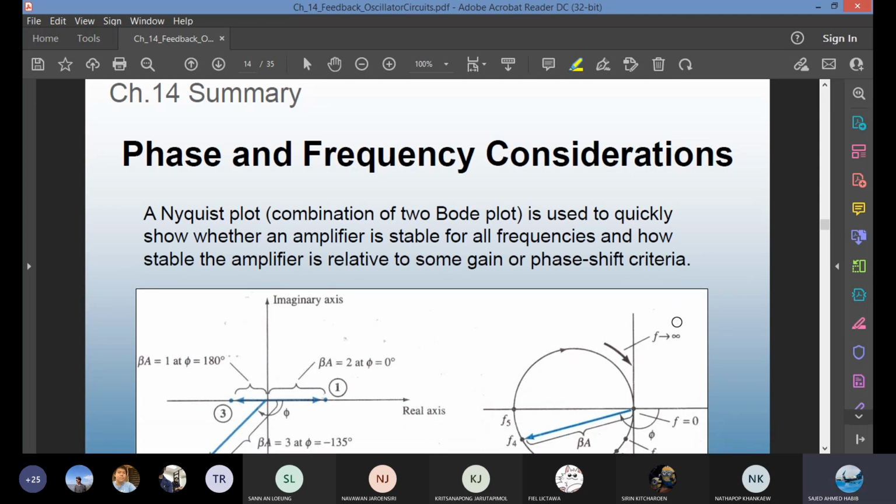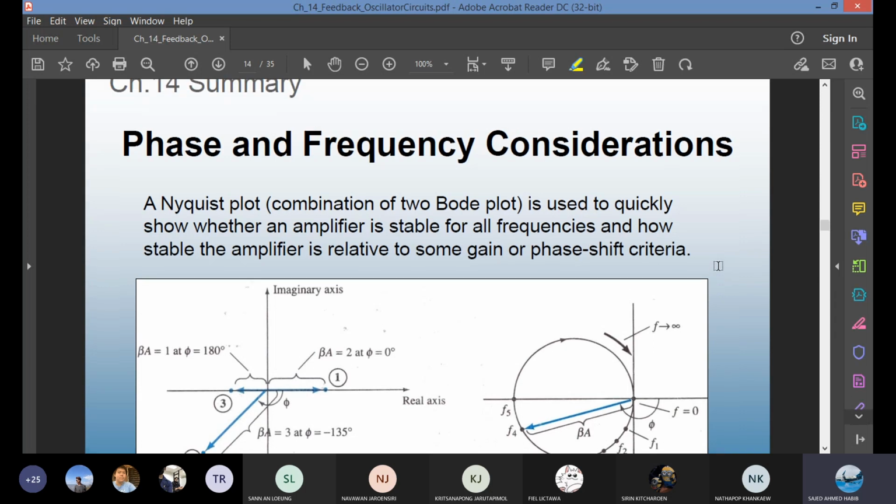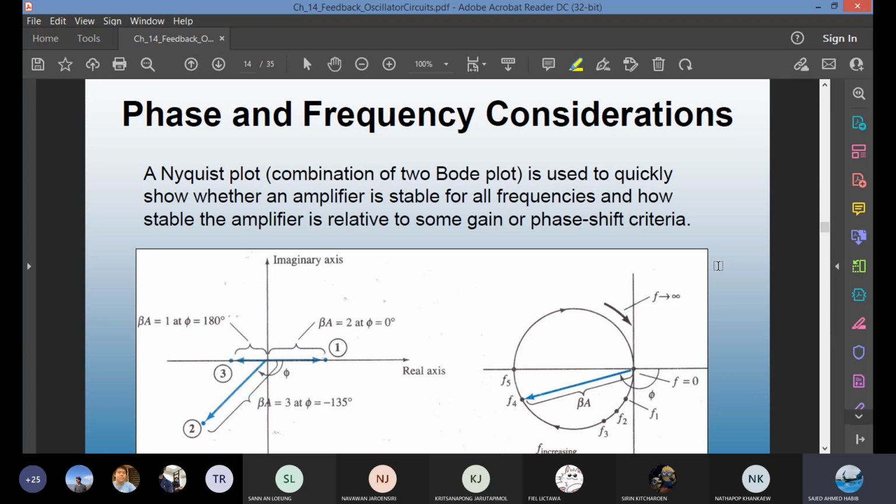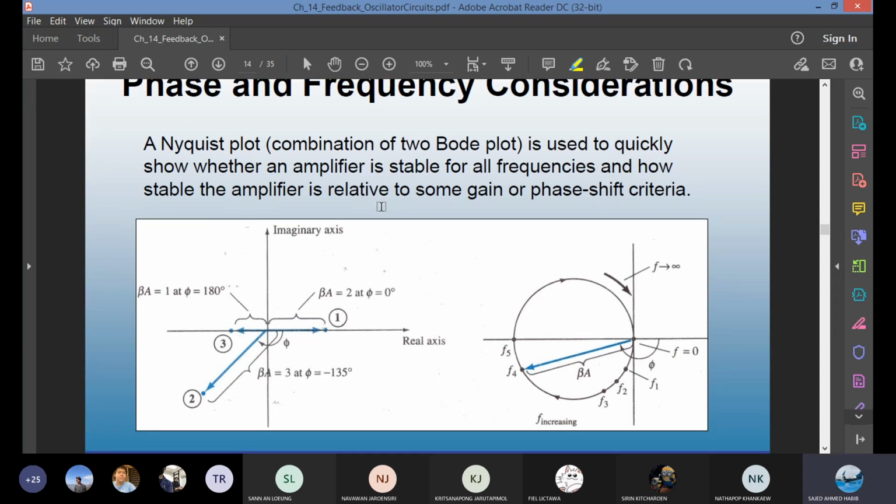This topic, slides 14, 15 and 16, is not in the scope of this class, that's why I don't teach it. You can skip it. But I'll tell you quickly what it is. It's a plot involving imaginary axis and real axis. So real axis is the x-axis. You have a real number. Imaginary axis, you have a number i, which is the square root of minus 1. We call it the Nyquist plot, combination of two Bode plots.